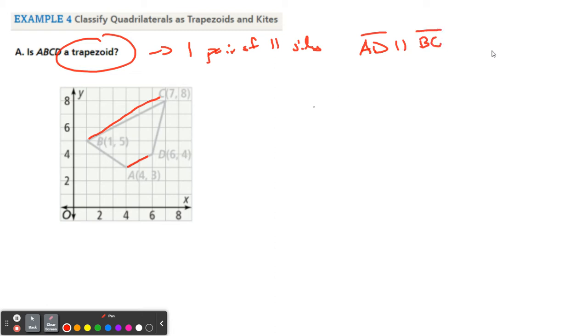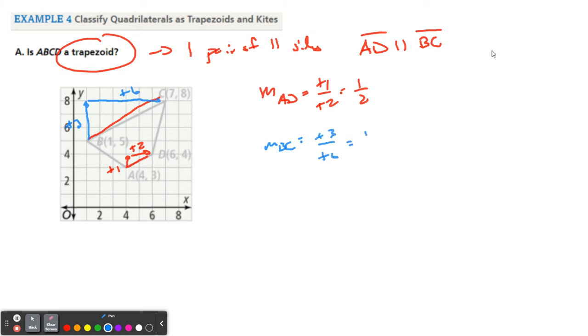Well, again, we have to find slopes. So let's find the slope of AD. AD is here. I'm going to go rise 1 up and run 2 to the right. So up 1, right 2, that's a slope of 1/2. I'll do the same thing with the slope of BC. I'll just count my rise up 3 and my run 1, 2, 3, 4, 5, 6 to the right. Up 3, right 6, which simplifies to positive 1/2.